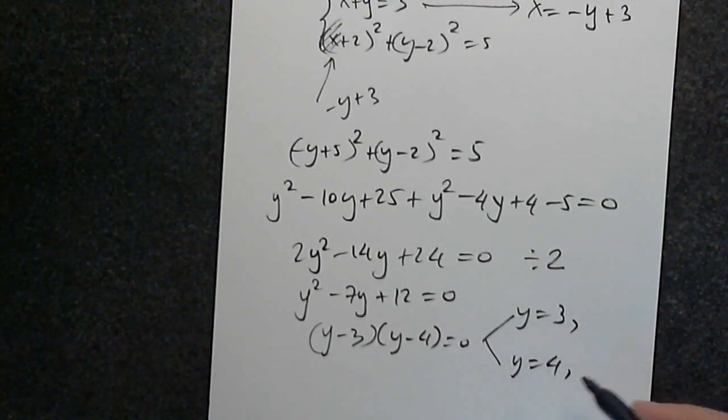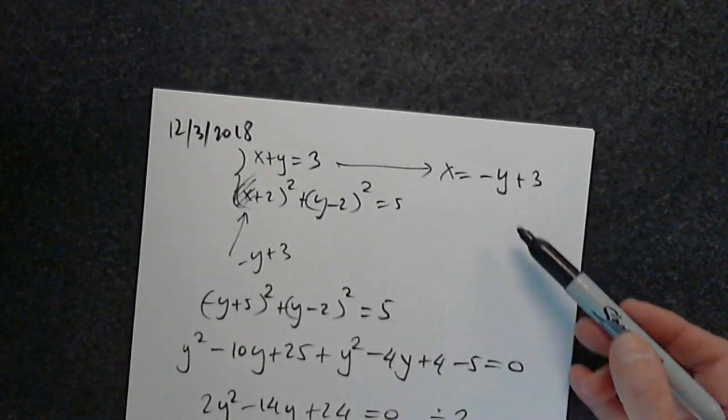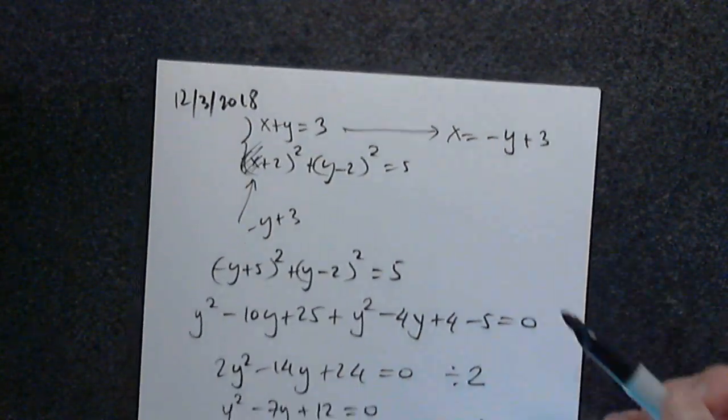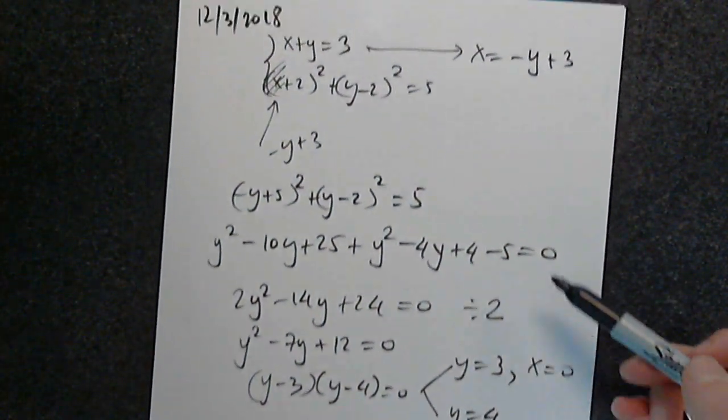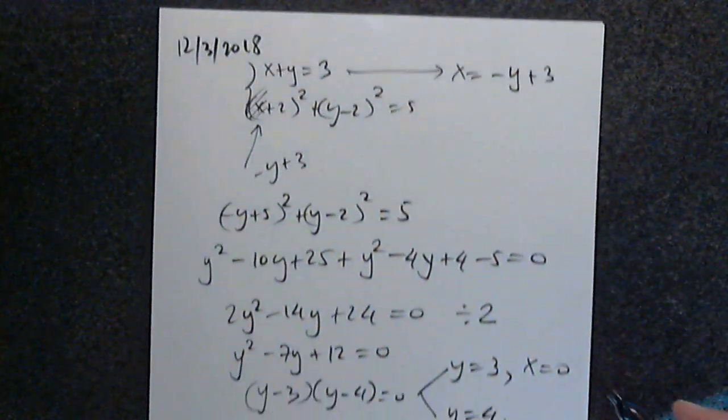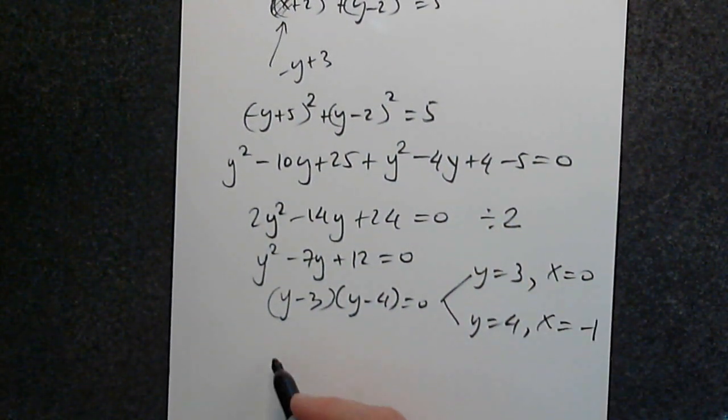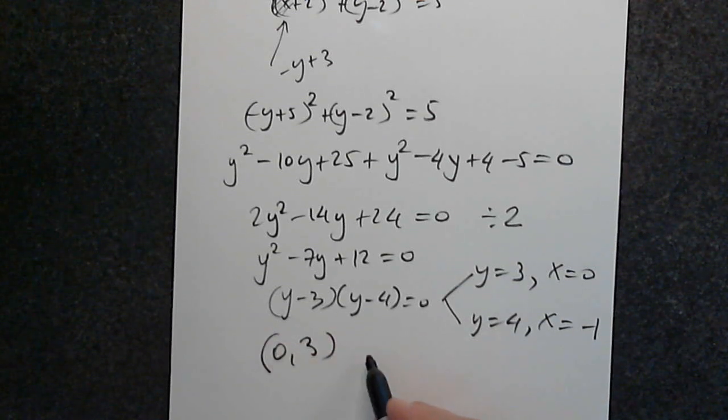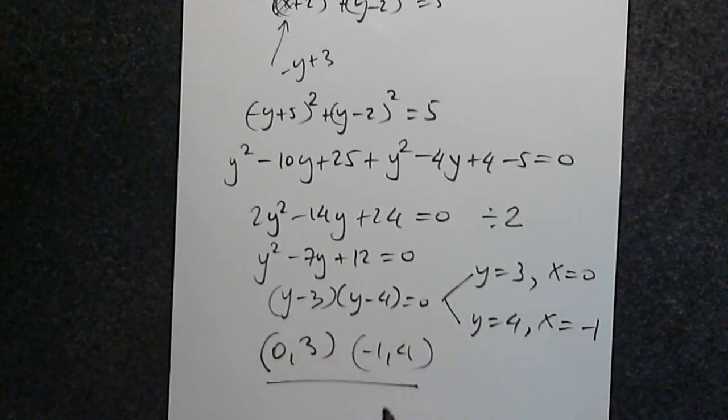That's good, but that's not good enough. I have to find the corresponding x. When I plug in 3 here with minus in front, x will be 0. When I plug in 4 here with minus in front, x will be negative 1. So the solutions are (0, 3) and (negative 1, 4). Is this better? Any questions on this problem?